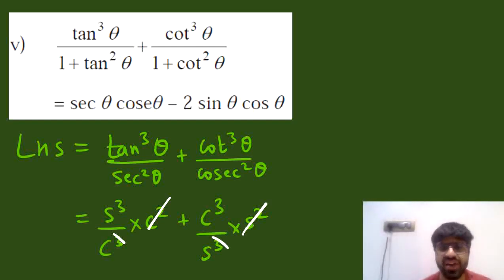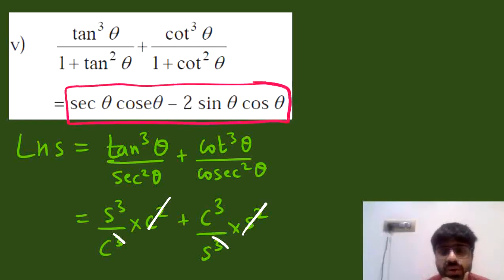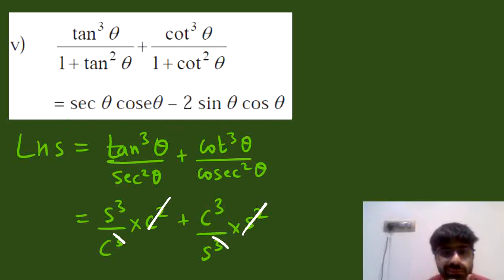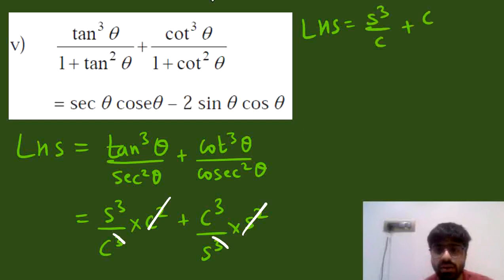So we are finally left with sine cube theta upon cos theta plus cos cube theta upon sine theta, and we need to convert that to sec cosec minus 2 sine cos, right? Let's cross multiply. Let's just add up the terms simply like we keep adding fractions. So let me just write down that thing properly for you. We had sine cube upon cos plus cos cube upon sine.